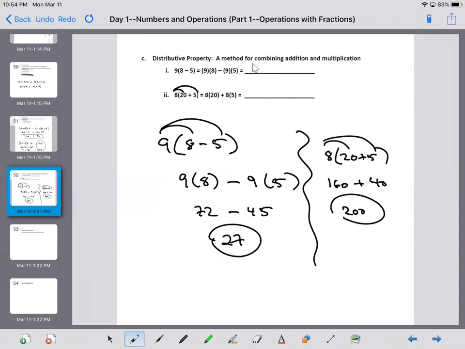A common mistake with distributive property is that students forget to multiply it by both terms. Many times they'll just multiply it by the first term. So just remember that property is multiplied by both of those, both of the numbers in the parentheses.